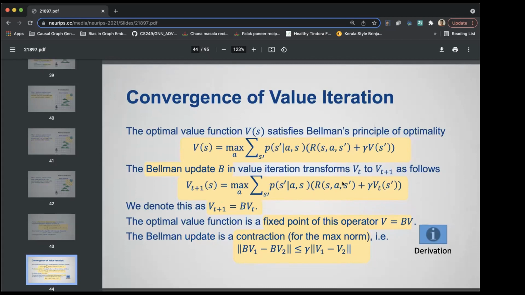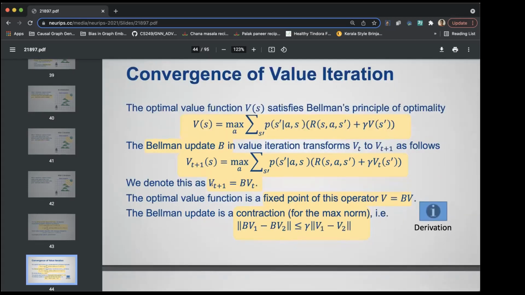And we see that there's actually this Bellman's principle of optimality, where we denote this as the Bellman update: the value at time t of a given state, and the value at time t plus 1 of a given state. We're trying to see when this value function converges using value iteration, then we can write the value function at t plus 1 as equal to the Bellman operator applied to the value function at t. And what we care about is the fixed point of this operator.